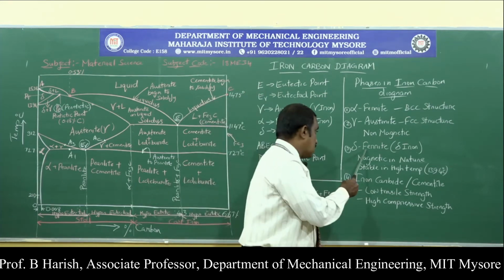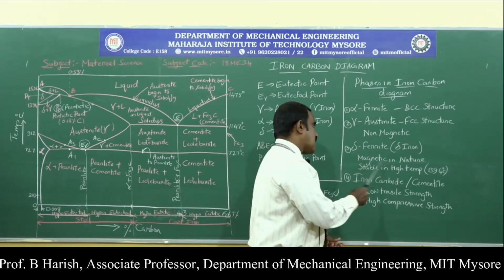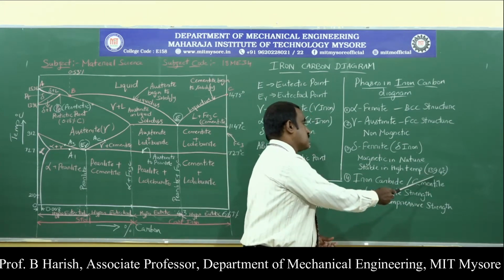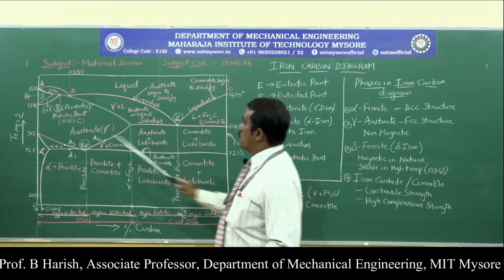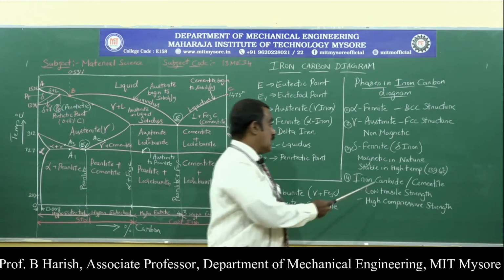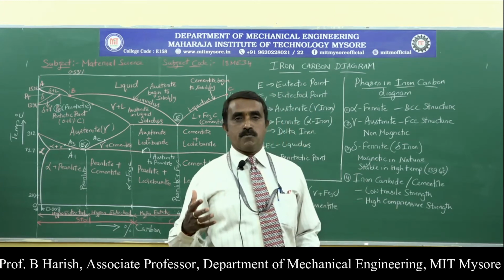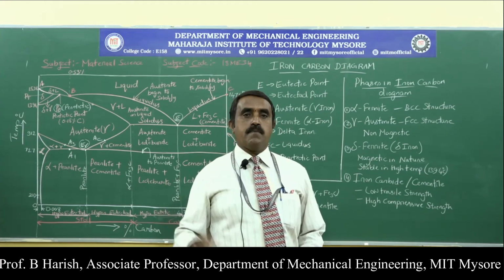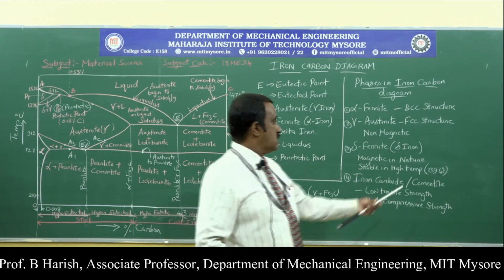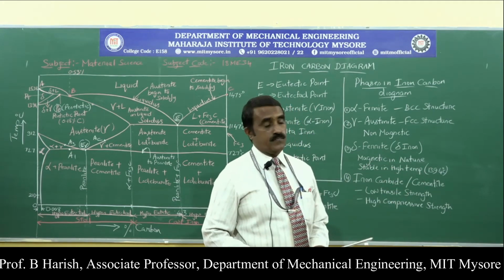This phase, delta, also called delta ferrite or delta iron, is magnetic in nature and stable at high temperature, up to 1394. So you can observe that it is stable up to a very high temperature. In applications where the temperature is higher than 1394, we cannot use this form of iron.